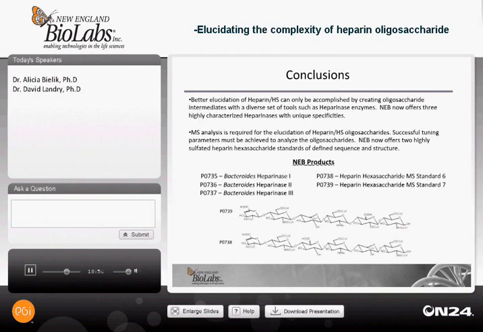To show you these products, we have heparinase 1, 2, and 3 from Bacteroides, and we also can offer now a heparin hexasaccharide MS standard 6, which is 6 sulfated, and a heparin hexasaccharide MS standard 7, which is a hexasaccharide standard with 7 sulfates, and is the standard that's been shown throughout this presentation today.